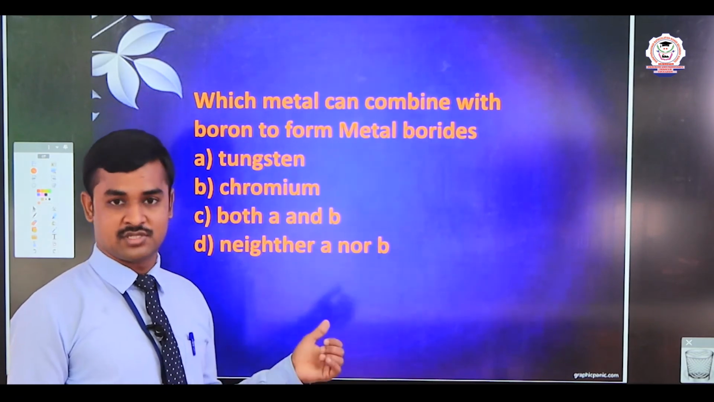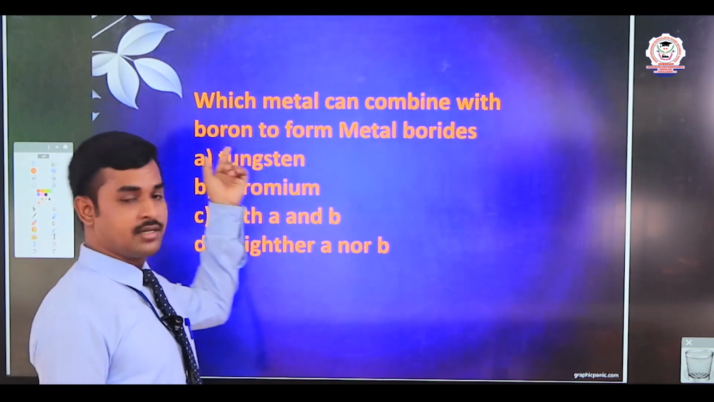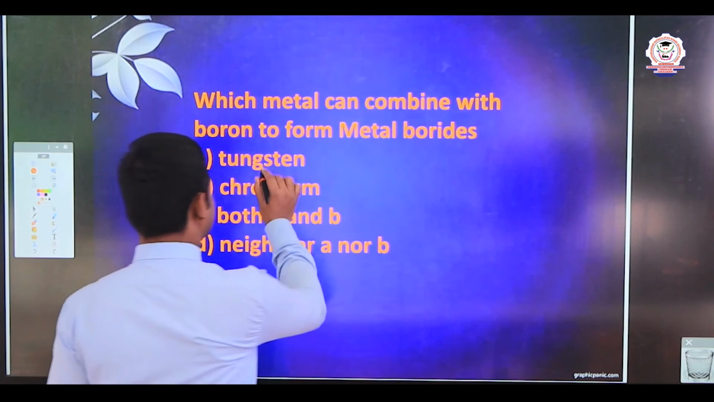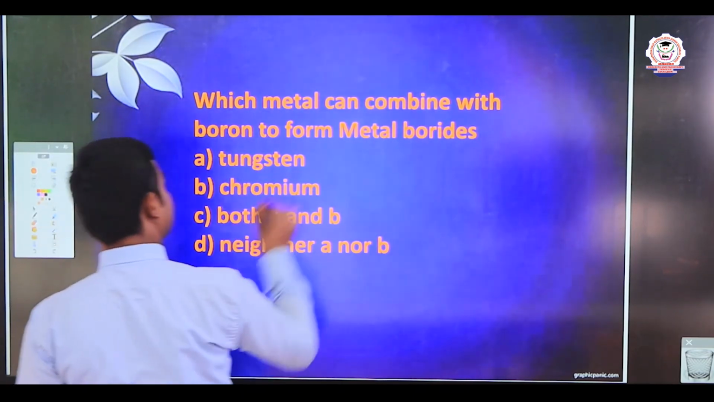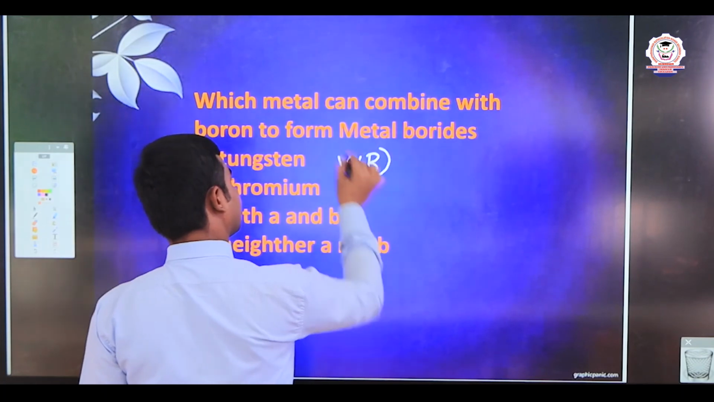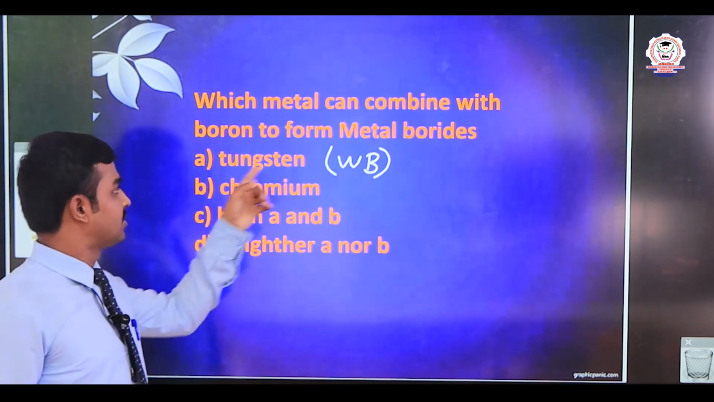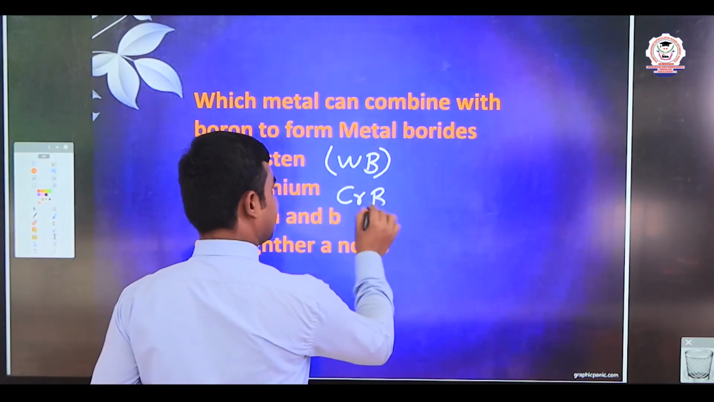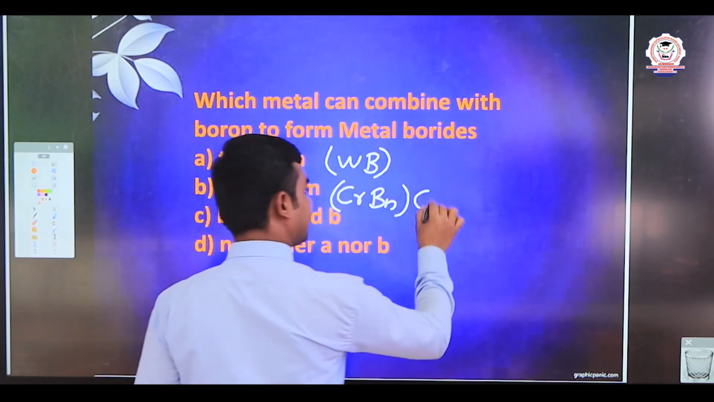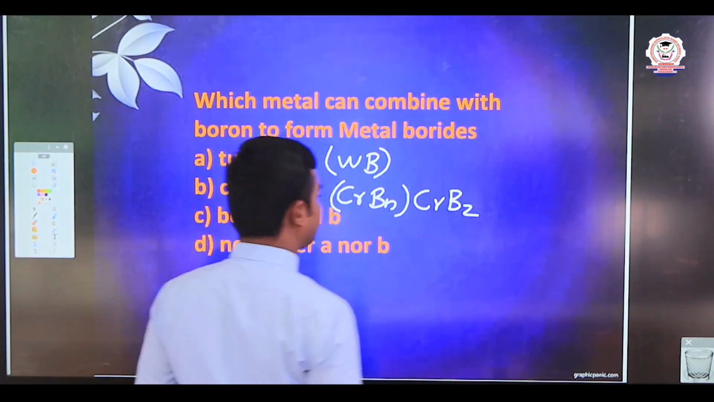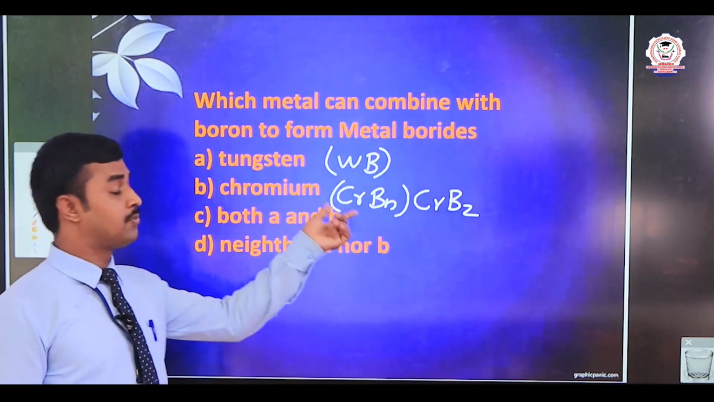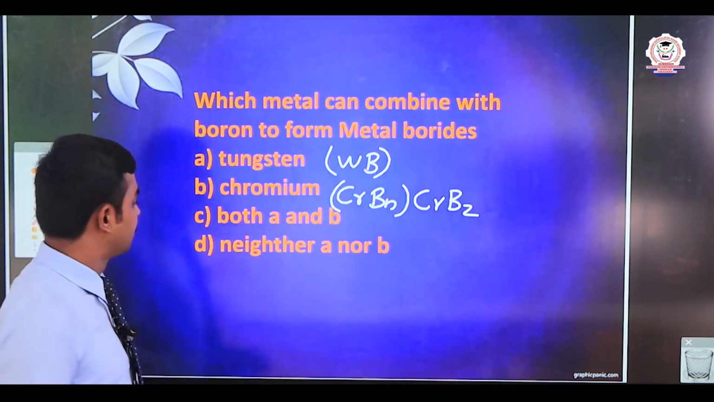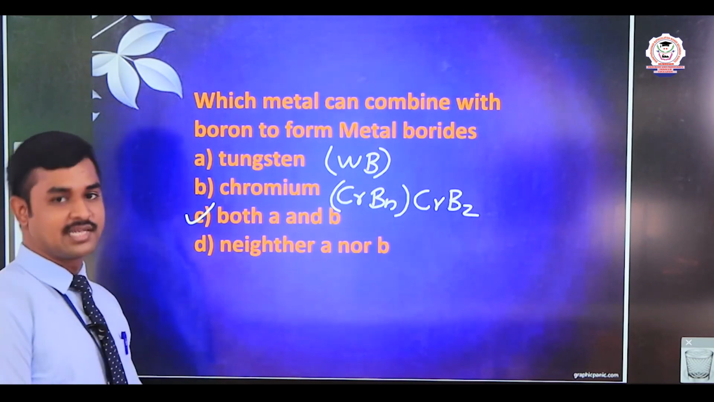By this, I ask one question. Which metal can combine with boron to form metal boride? So, let's consider the reaction. When tungsten reacts with the boron, it forms the tungsten boride. So, remember that reaction. And next one, chromium. When chromium reacts with boron, it can form CrBn. Generally, it will be CrB2, chromium diboride, chromium boride, metal boride, you know. So, tungsten and chromium both are involved in the reaction. So, option C, both A and B, is the correct answer.